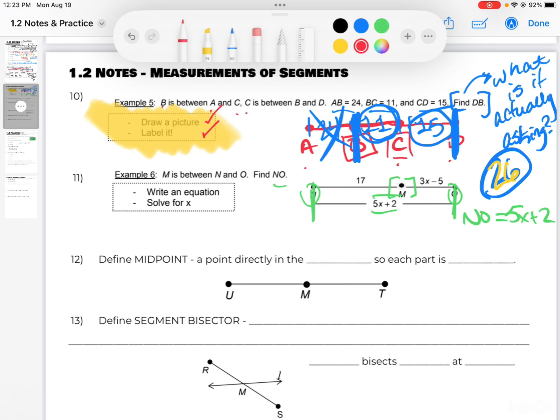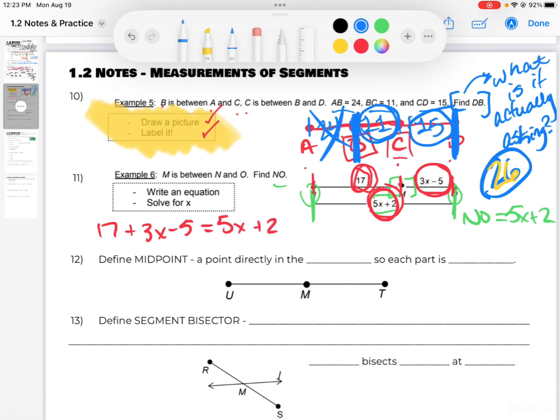And so I can actually set this up to solve for x with these other pieces of information I've got right here. These two segments, this one and this one, add up to this. How do I know that? Because a part plus a part equals the whole thing. So I can set this up as an equation, all right, 17 plus 3x minus 5 equals 5x plus 2.